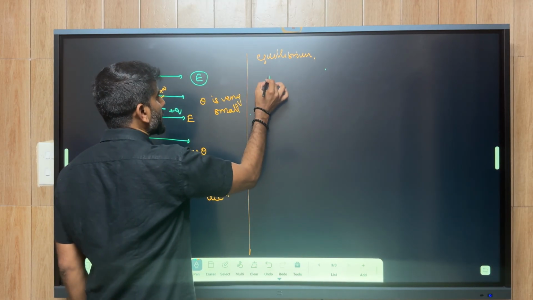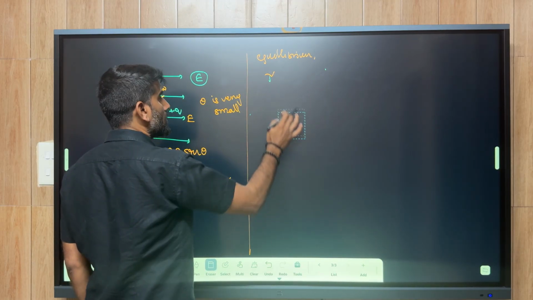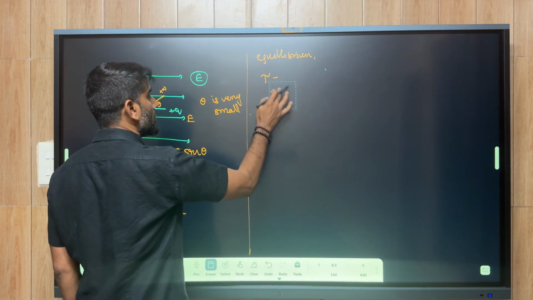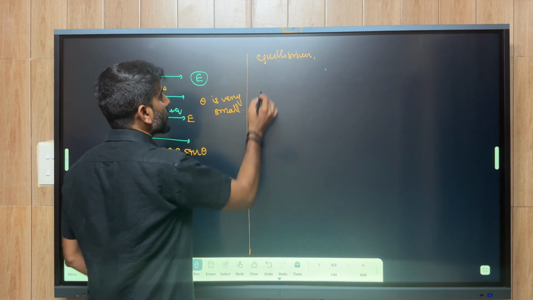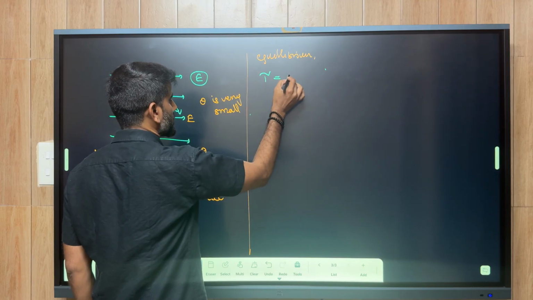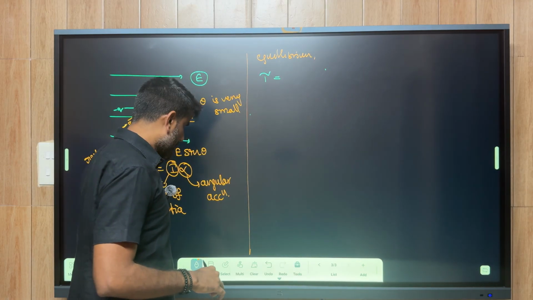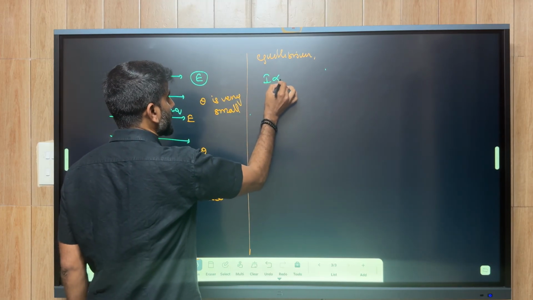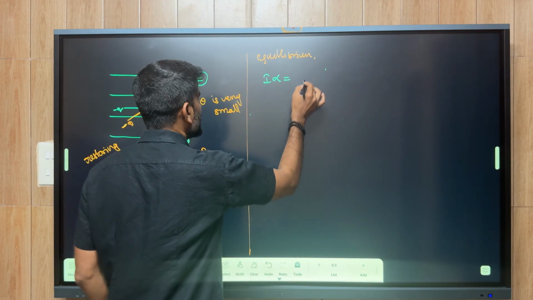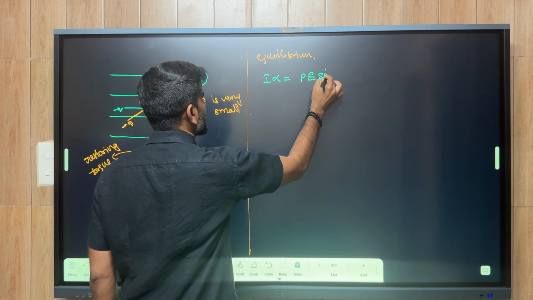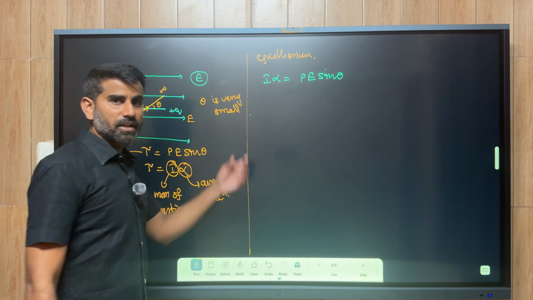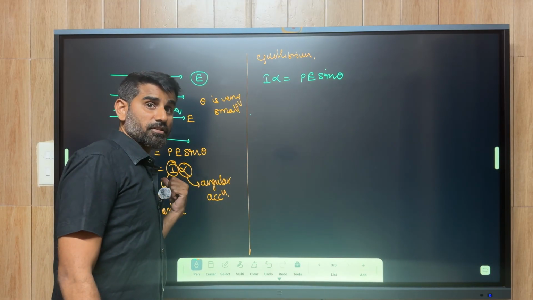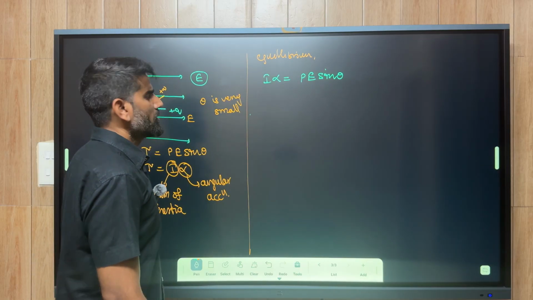Now in equilibrium condition, applied torque must be equal to restoring torque, right? I'm directly writing applied torque is I alpha, restoring torque is PE sin theta. I've taken the magnitude. Sometimes I may consider the negative sign also, because it is a restoring torque.